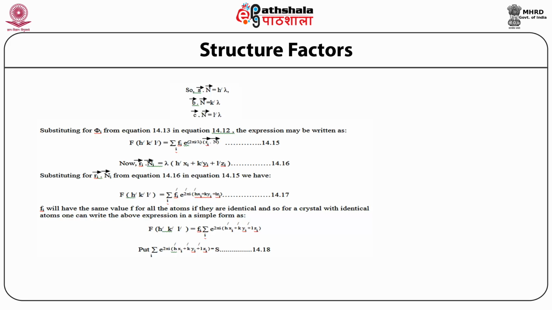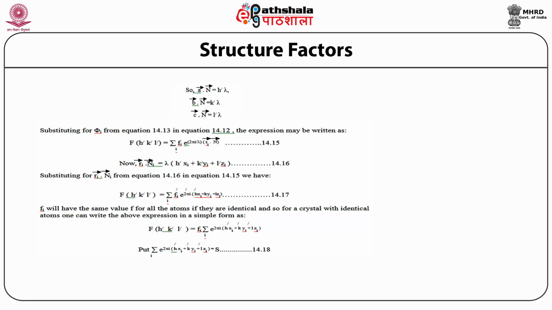Substituting for the dot product of Ri vector and N vector from equation 14.16 in equation 14.15, we have capital F H prime K prime L prime equal to summation over i small f i exponential of twice pi i into H Xi plus K Yi plus L Zi, put as 14.17. Fi will have the same value f for all the atoms if they are identical.